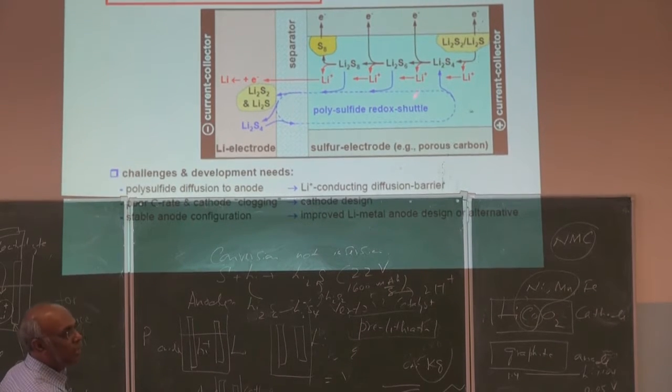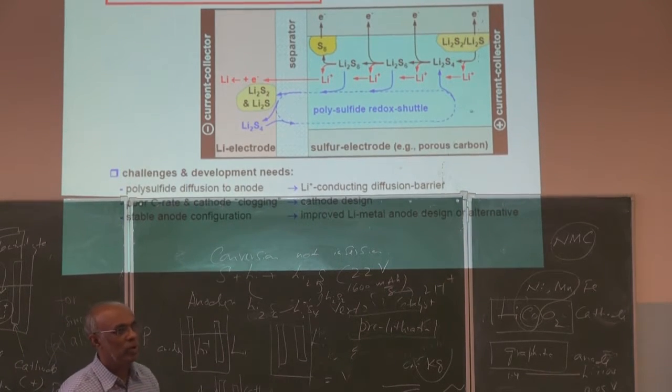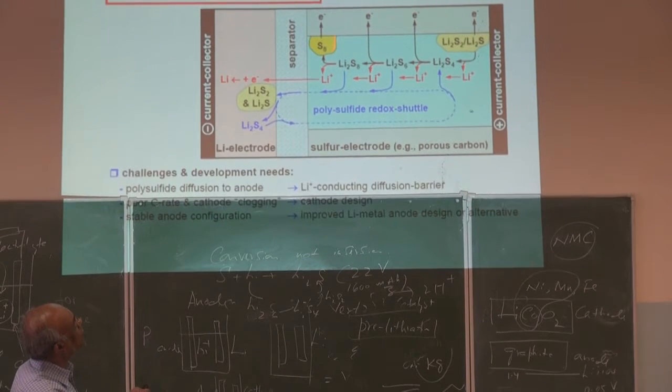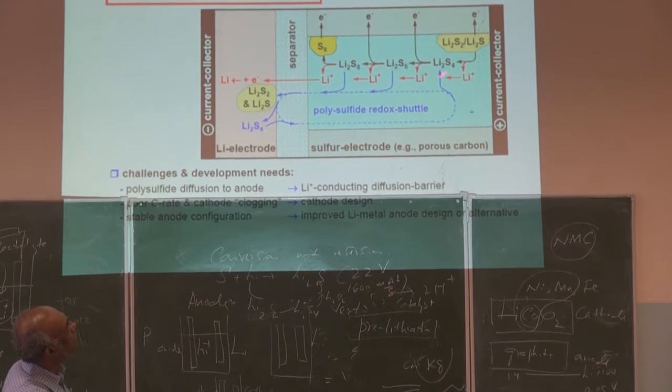These things are dissolving into the electrolyte. That's bad, right? When these are formed, these are solid. Sulfur is solid, and this final product is also solid. These intermediates we call polysulfides. They dissolve into the electrolyte. That means you are losing it, right? So that's the big problem.